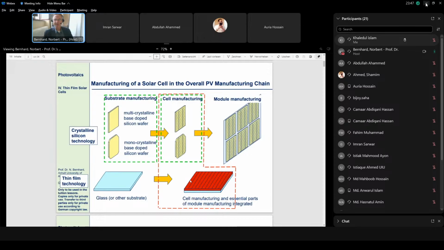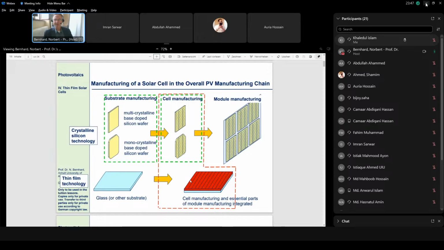The cadmium telluride, it's the biggest thin film market share. That means almost 100% of the thin film market share is this material, cadmium telluride, and mainly it comes from one company, the American company First Solar.